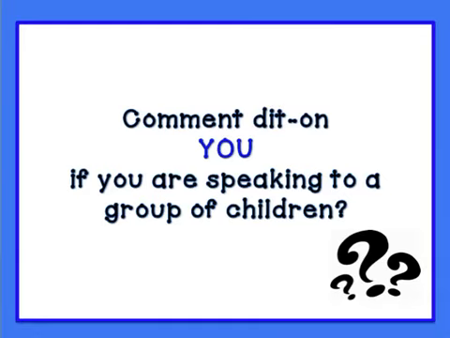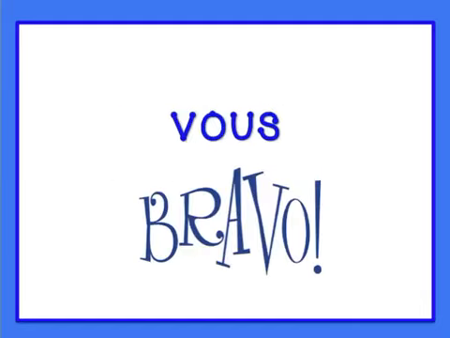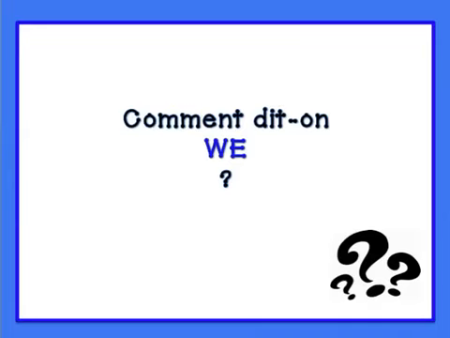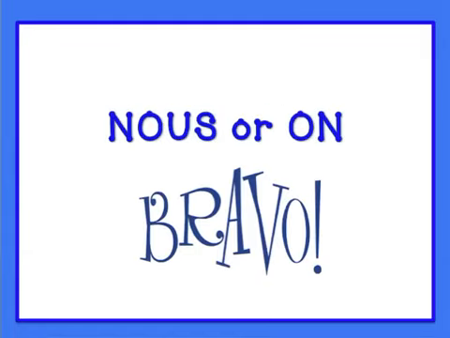Comment dit-on you if you are speaking to a group of children? Think about that, a group of children. Eh oui, c'est ça, on dit vous. Très bien. Alors, comment dit-on we en français? Tricky, tricky. You had to give both of these answers. If you only said one, then that's fine. I'll say you still get a bravo, but remember that we can be either nous or on. Nous is a bit more formal, and on tends to be used a lot in informal spoken French.